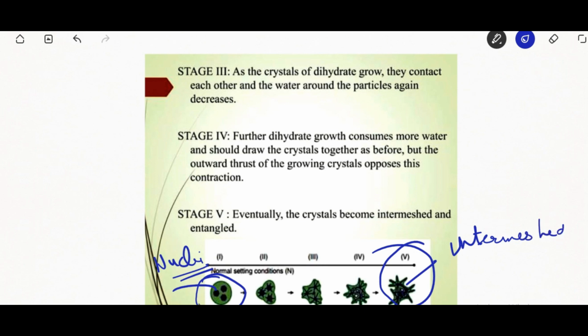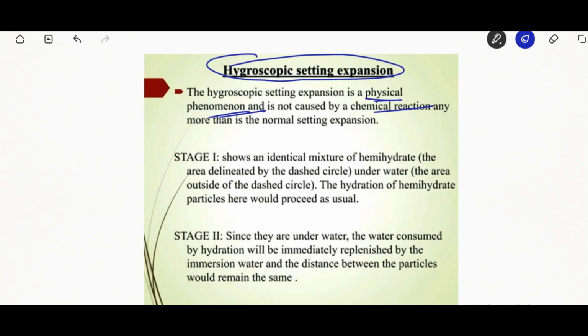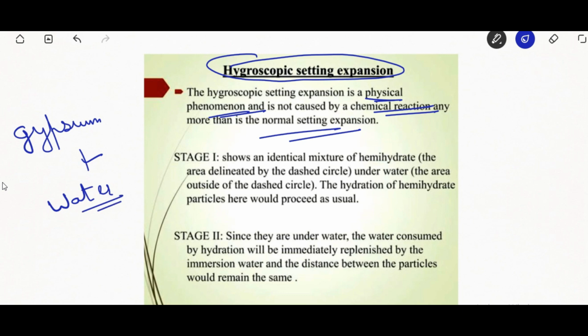becoming intermeshed and entangled. Whereas the hygroscopic setting expansion is a physical phenomenon and is not caused by any chemical reaction. When the gypsum is placed under water before the initial set stage, a greater expansion is seen. It occurs due to the hygroscopic expansion, so it is greater in magnitude than the normal setting expansion. It is used to expand some gypsum-bonded investments.